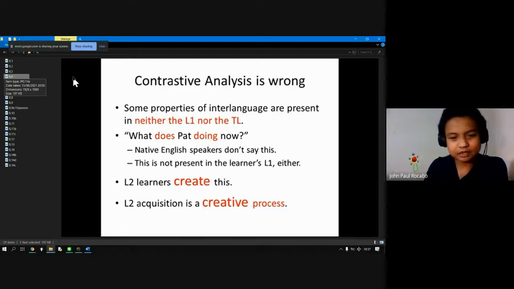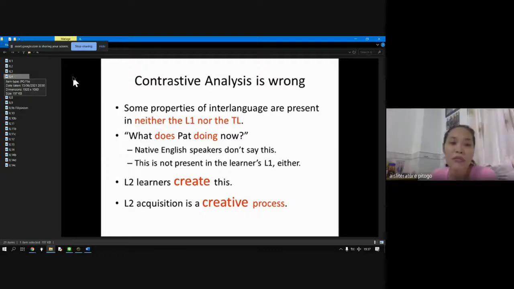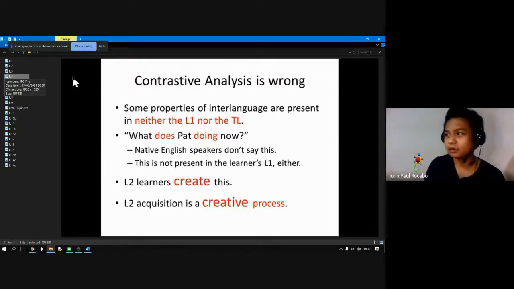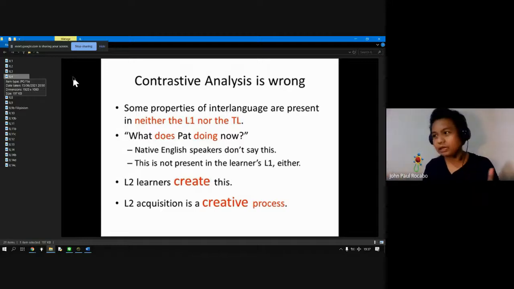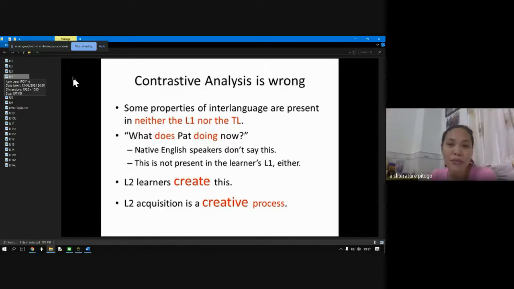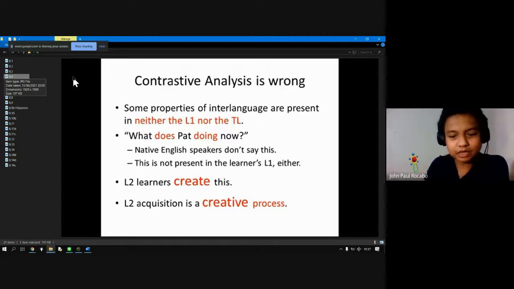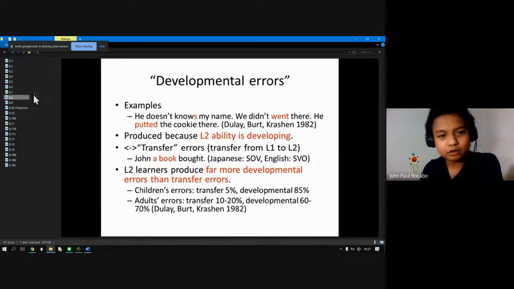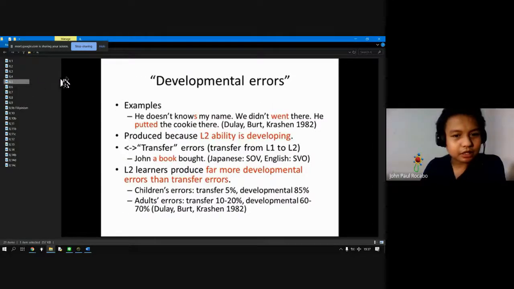Bakit? Sa baba, L2 learners create this. L2 acquisition is a creative process. So, walang nationality, walang edad. Whoever is the learner is creating interlanguage. So, contrastive analysis is no longer proven. Next is developmental errors.